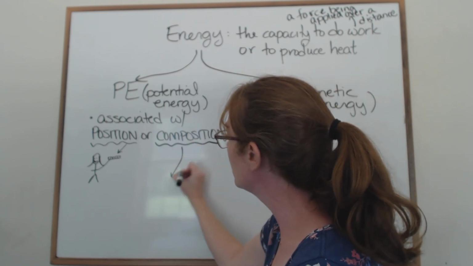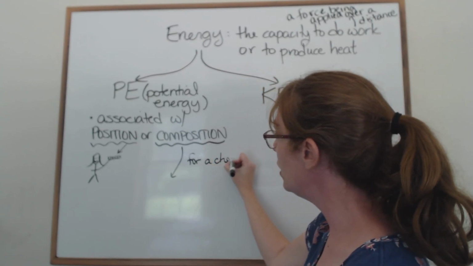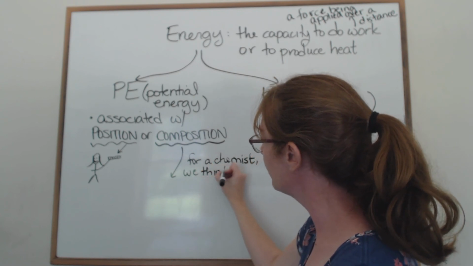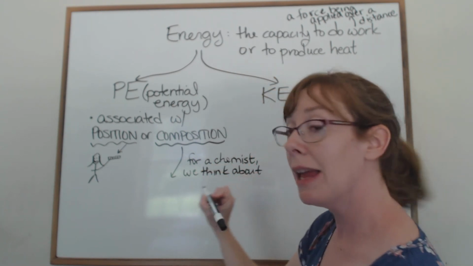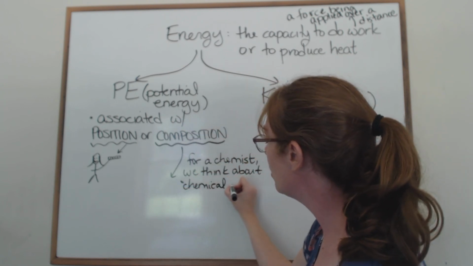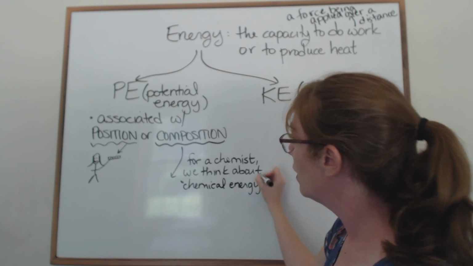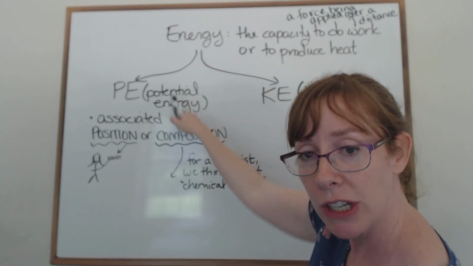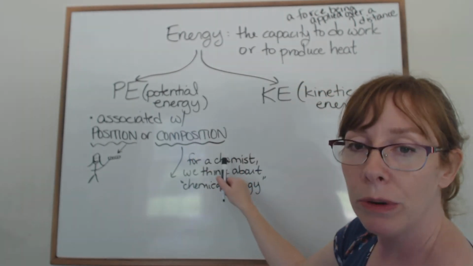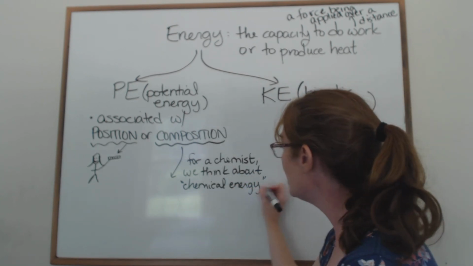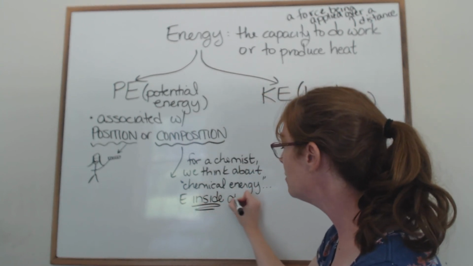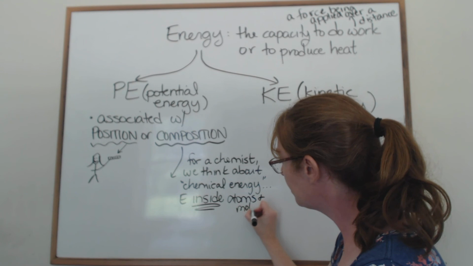For a chemist, like you and me, we think about a type of potential energy called chemical energy. I'm writing it under here because it's a type of potential energy. It's the type associated with what something is composed of, what's in something. So for a chemist, we think about chemical energy, which is basically the energy trapped inside atoms and molecules.